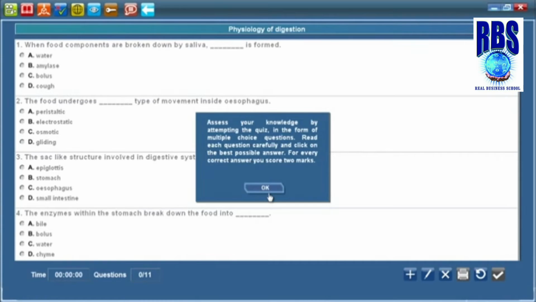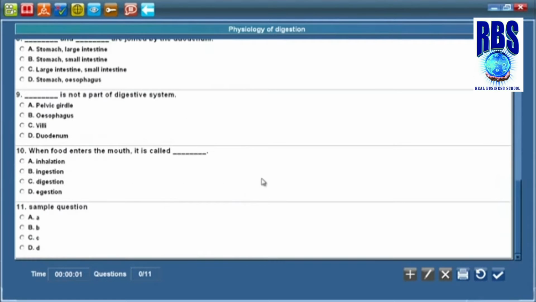As I added it, I can see at the end I have a new question, the sample question, which I just added at number 11. Similarly, we have given a facility of editing the question, deleting the question, printing the entire set of questions, and resetting the questions.